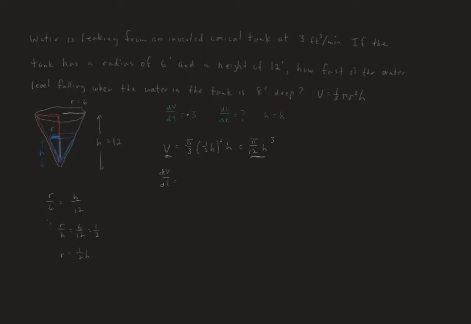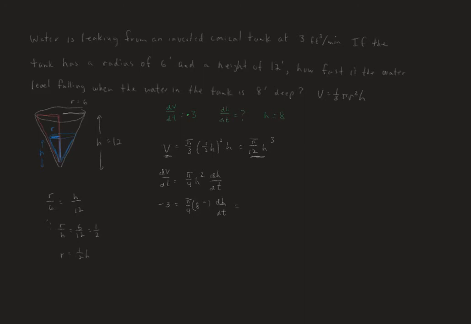So instead we'll get dV/dt, the 3 times pi over 12 will become pi over 4, h to the second times dh/dt. Now we can substitute in what we know. The dV/dt we said was -3, and the h we said was 8 squared, and the dh/dt is what we're looking for. So I'm going to try to make my life a little easier.